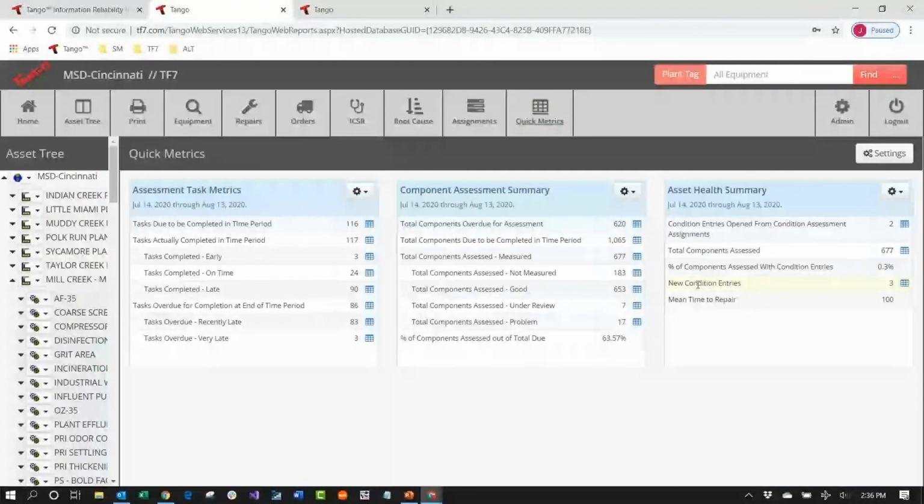The number that goes along with that. See the third box, bottom item, mean time to repair. All right, so that's 100 days. I think it looks at everything that was closed in the last month and calculates the mean time that it took to close it. And so on average, it's taking them 100 days to close a condition entry.